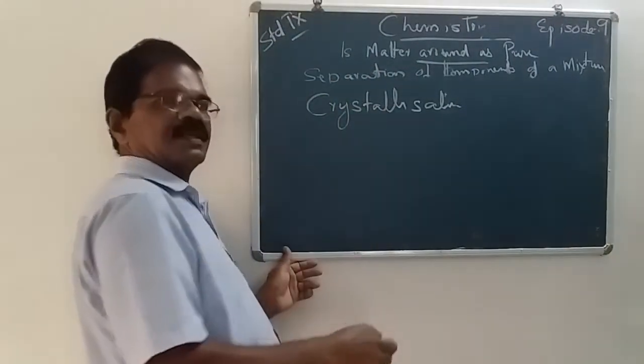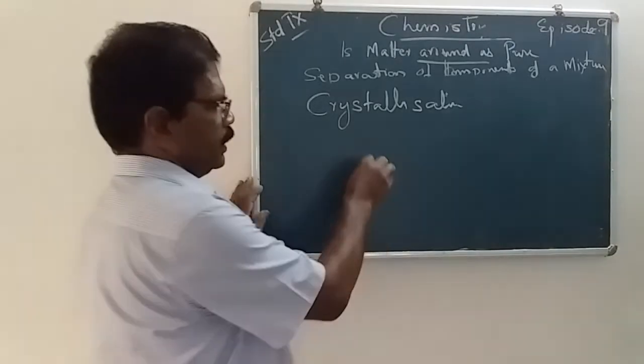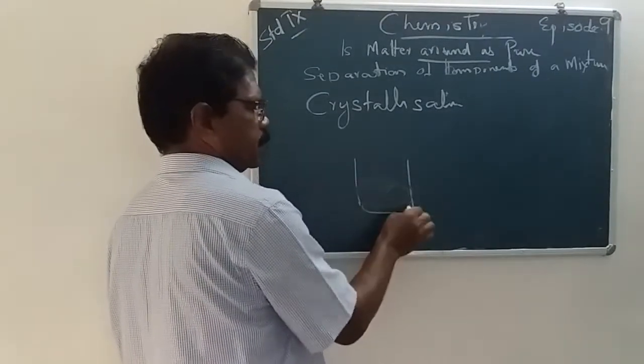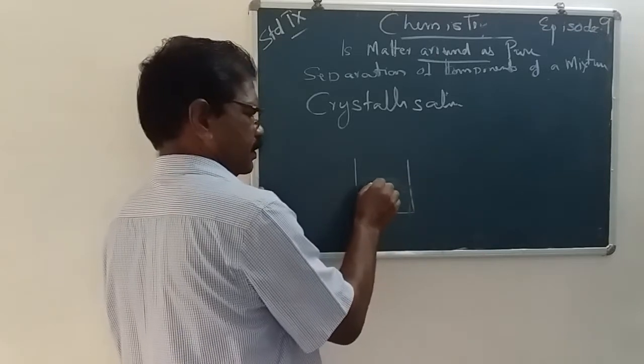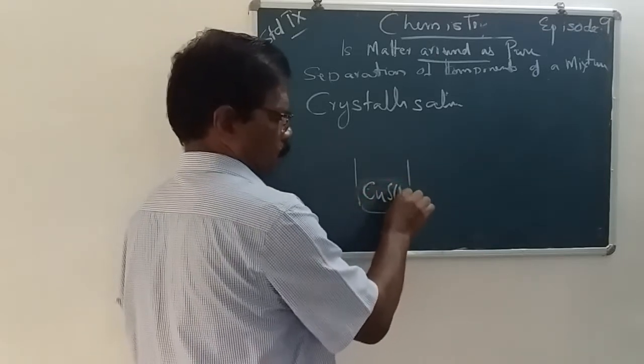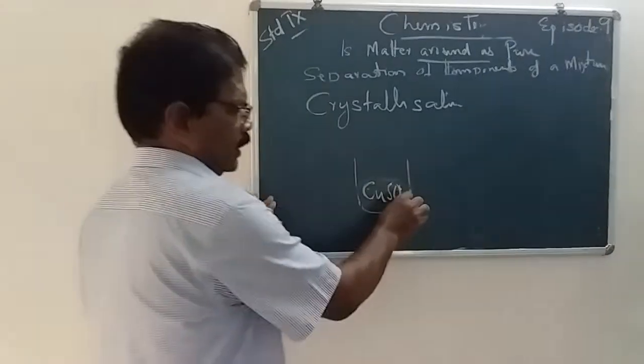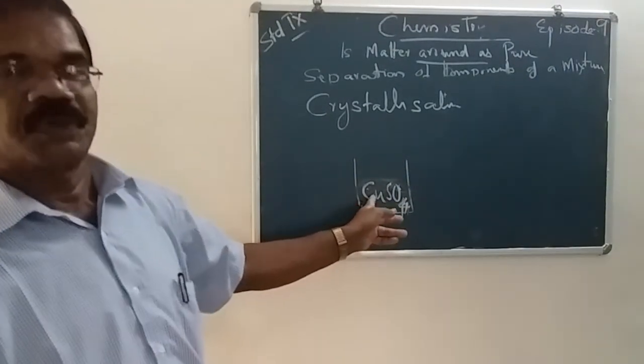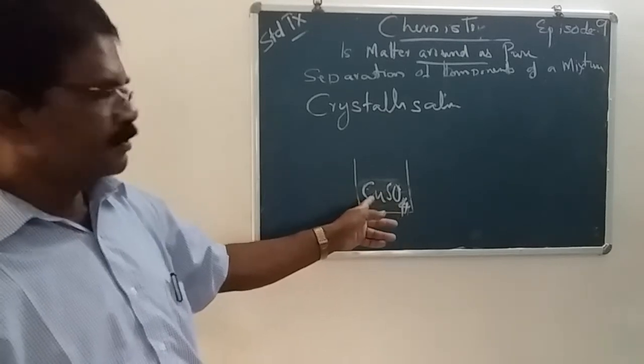Copper sulfate. We take some copper sulfate and dissolve it in pure water. Copper sulfate is taken and dissolved in pure water. A strong solution of copper sulfate is prepared.